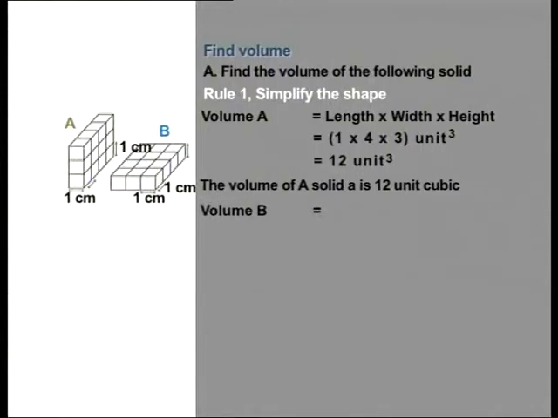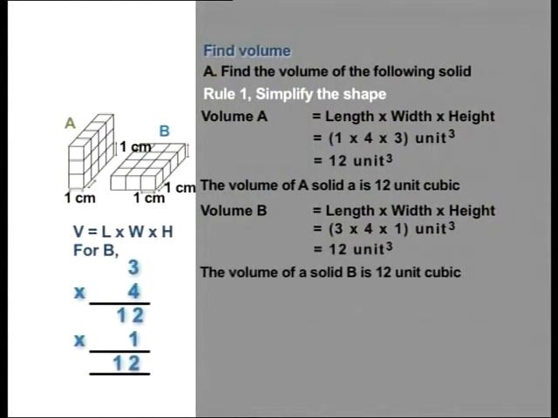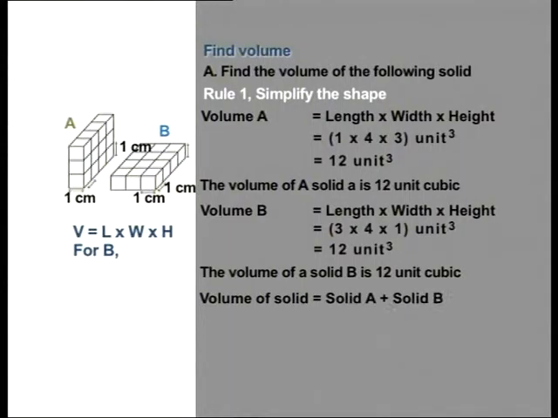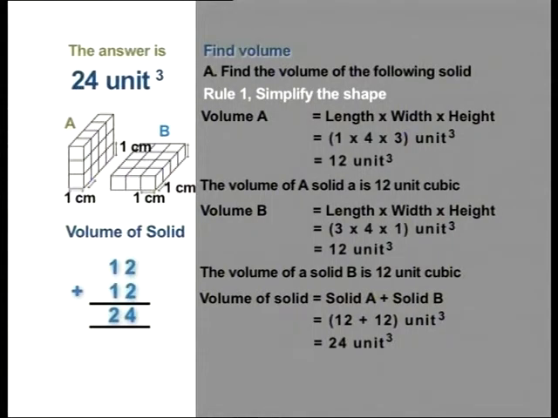The volume of solid B is length multiplied by width multiplied by height. So 3 multiplied by 4 equal to 12, and 12 multiplied by 1 equal to 12 unit cubic. Let's add up to get the volume of solid A and B. 12 unit cubic plus 12 unit cubic equal to 24 unit cubic. The answer is 24 unit cubic.